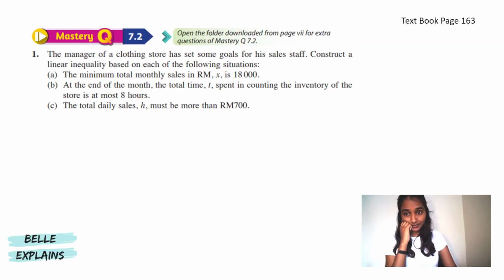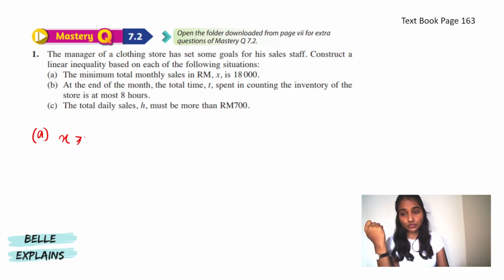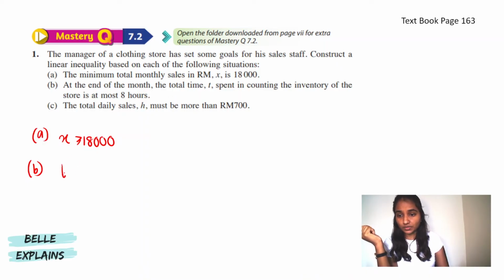Okay, next one. The manager of a clothing store has set some goals for his sales staff. Construct a linear inequality based on the following situations. The minimum total monthly sales of X is 18,000. So A is minimum, yeah, so it has to be more than or equal to 18,000. Next one. At the end of the month, the total time spent in counting the inventory of the store is at most 8 hours, so it cannot go more than 8 hours. So this one is T, this one is less than 8 hours.